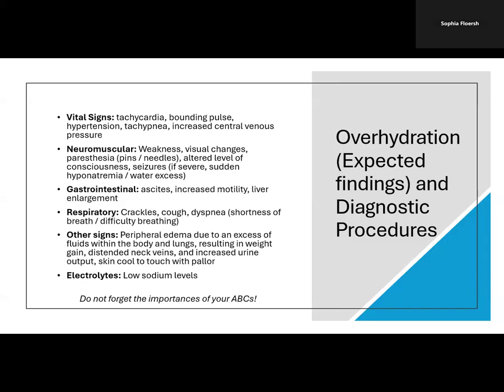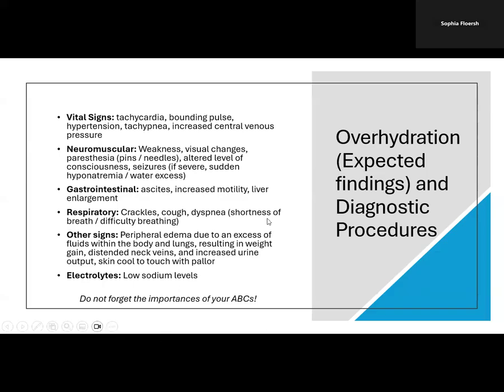Vital signs: tachycardia, hypertension. So you see that's the difference between them and dehydration: they're going to have both a very high heart rate as well as hypertension. And they're going to have distended neck veins, neuromuscular weakness, visual changes, gastrointestinal issues, ascites. They've got that third spacing going on, crackles, shortness of breath, difficulty breathing, peripheral edema, low sodium levels. So these are all different expected signs we'd see with overhydration.